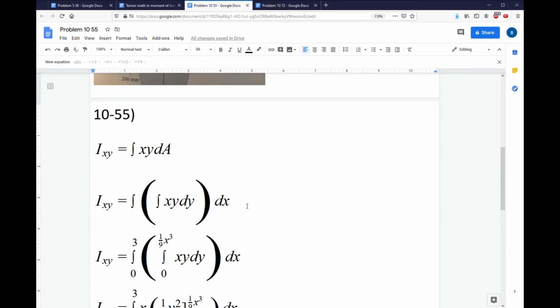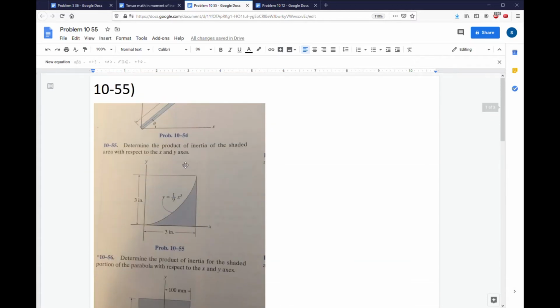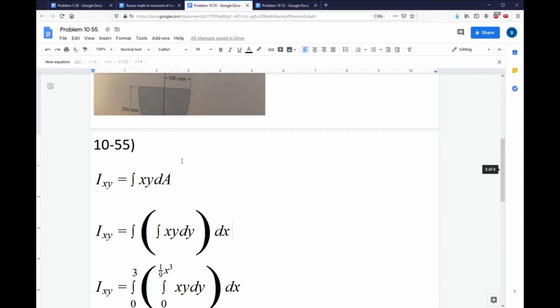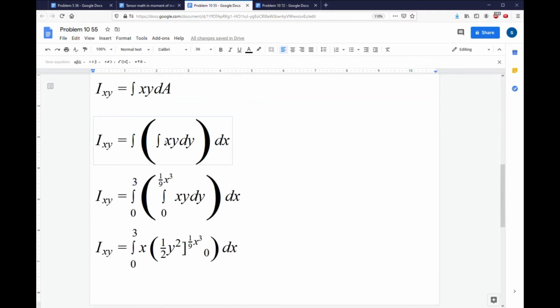Now the reason I'm writing it like this: the inner integral says that for a given value of x, I can find the product of inertia of the strip represented by all points at that same x. So for a given x, I can find the moment of inertia of this strip, for example. And that's the inner integral. And the outer integral is integrating all of those strips together and getting a result.